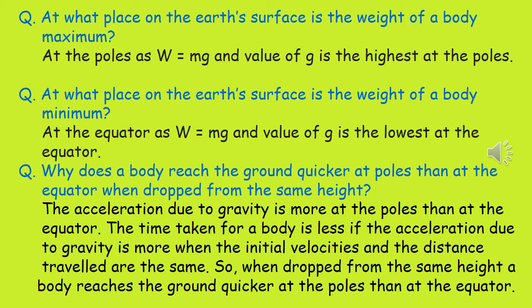Now, why does a body reach the ground quicker at poles than at the equator when dropped from the same height? The acceleration due to gravity is more at the poles than at the equator. So the time taken for a body is less if the acceleration due to gravity is more, when the initial velocities and the distance travelled are the same. So when it is dropped from the same height, a body reaches the ground quicker at the poles than at the equator.